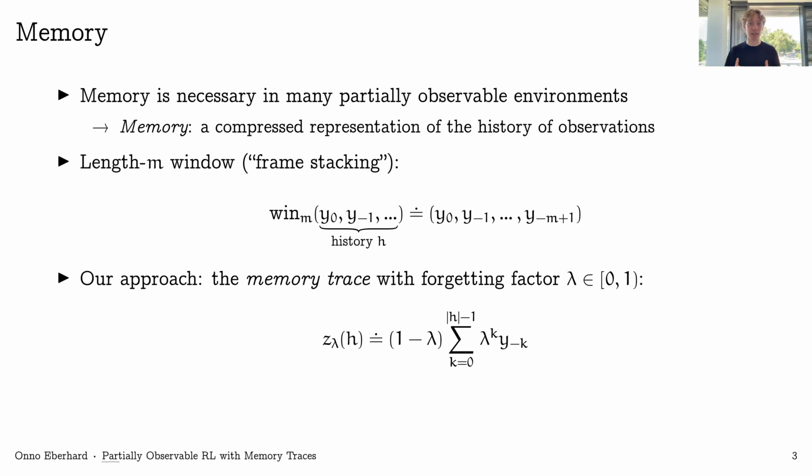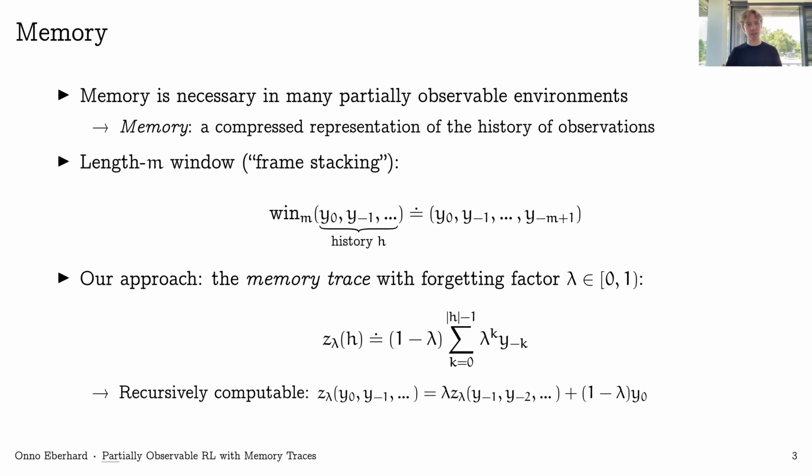And in this paper, we analyze something a little different, which we call the memory trace. This is simply an exponential moving average of all the observations. In this case, the observations are vectors, and we have a forgetting factor lambda. And just like the length m window, these memory traces can be easily recursively computed. So at each time step, you can take the old memory and the new observation and combine them to get the new memory.